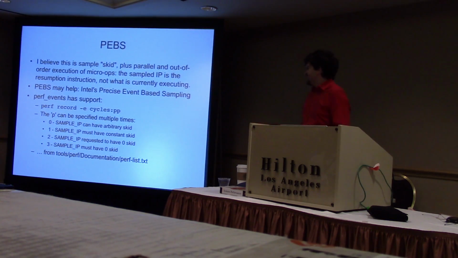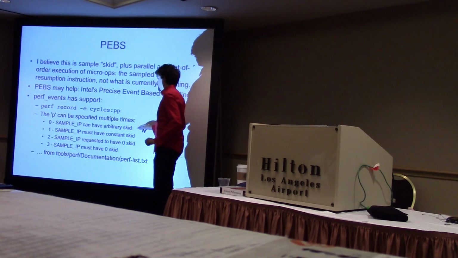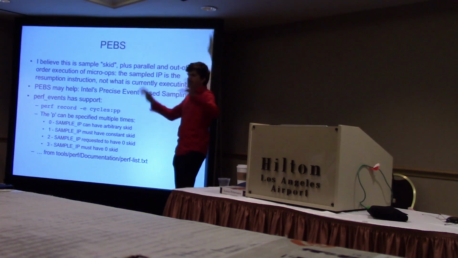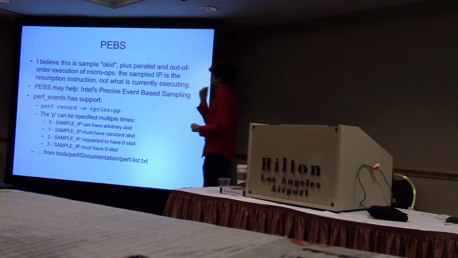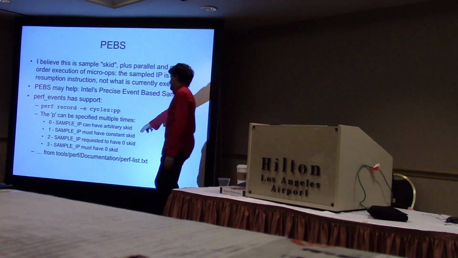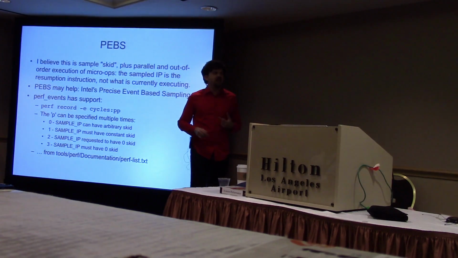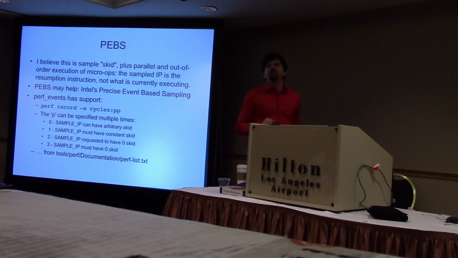This is from the documentation, but putting it into English: if you put no p's, you're saying the sampled instruction pointer can have arbitrary skid. So what you're saying is, it's okay to lie, I don't care. And that's the default. The next one is, it must have constant skid. That's where you're saying it's okay to lie, just so long as you're consistent when you lie.